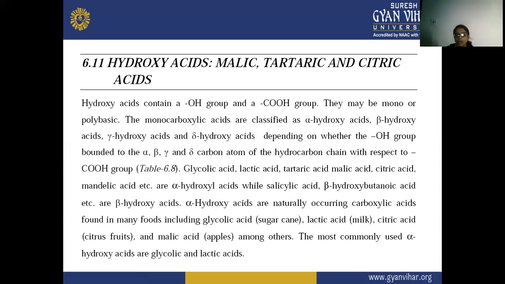These are naturally occurring carboxylic acids that are found in many foods. The most commonly used alpha hydroxy acids are glycolic and lactic acid. The glycolic acid is present in sugar cane, and the lactic acid is present in milk.